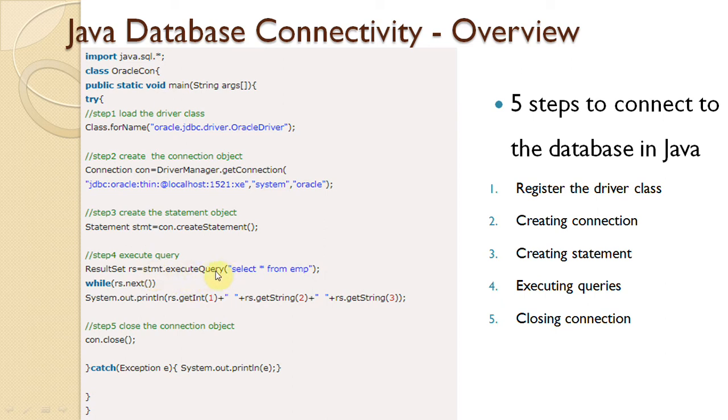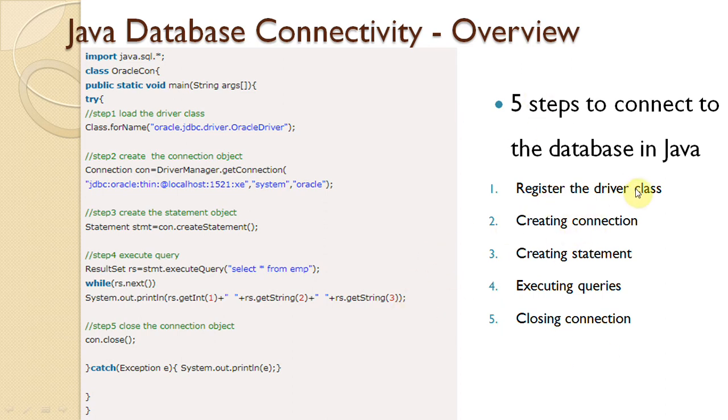The executeQuery() method is used for executing queries. A query is nothing but an SQL query. So select star from employee means we select all the details from the employee table, and the results will be sent to the ResultSet class. After the execution of the query, we can close the connection. We have established the connection, and the object of the connection is con. So con.close() means we can close the connection. These are the different steps in Java database connectivity.